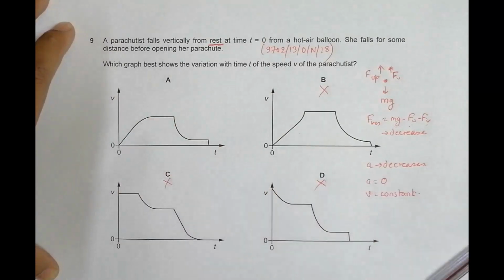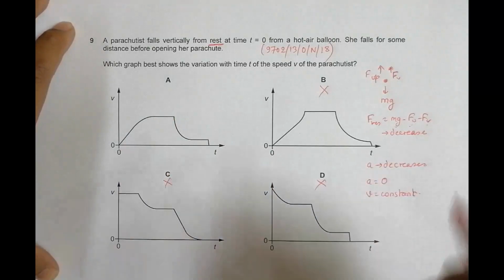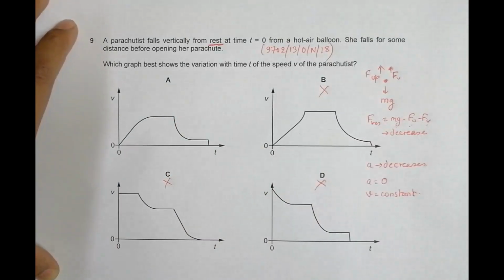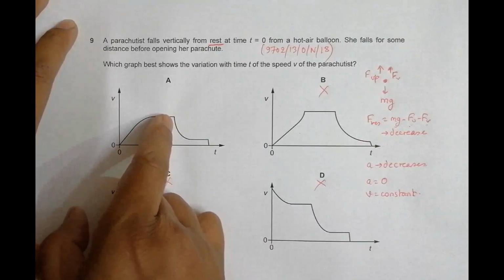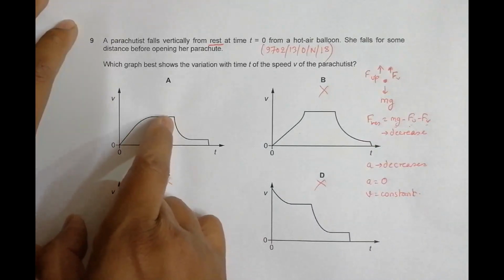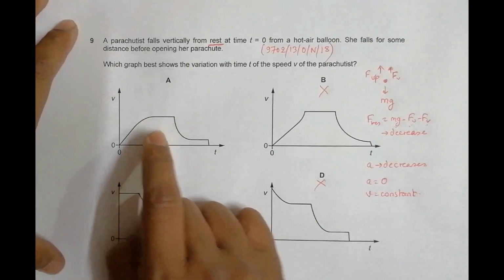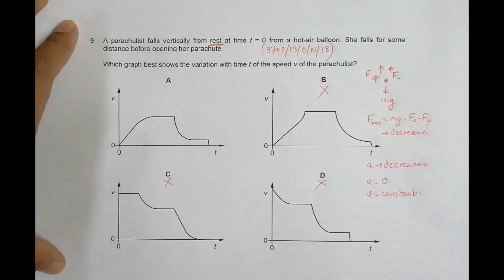Then she opens up the parachute. When she opens the parachute, this Fv increases very much. It increases so much that the resultant force will be negative, so the acceleration will also be negative. Sudden increase in force. Here it shows a negative slope, meaning that a is negative. So suddenly it turns negative, which slows her down, and ultimately v becomes constant at a lower value. So choice A is the correct choice, and all the others are wrong.